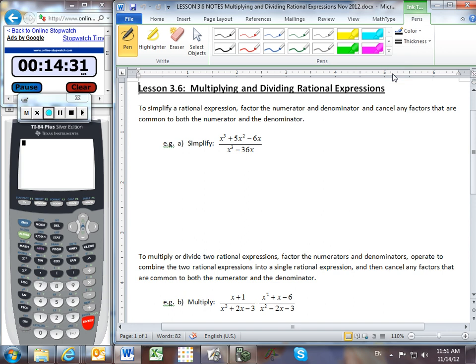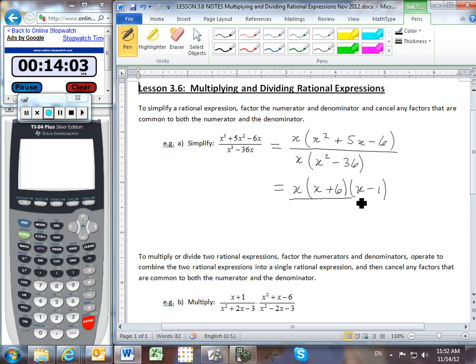Let's begin with example A. If we factor this expression, we can see that there's a common factor of x in the top, leaving me with x squared plus 5x minus 6. And there's a common factor of x in the bottom, and we're left with x squared minus 36. And we'll see that these bracketed expressions also factor. So the top factors to (x plus 6)(x minus 1), and the bottom will factor to (x plus 6)(x minus 6), because it's a difference of squares.